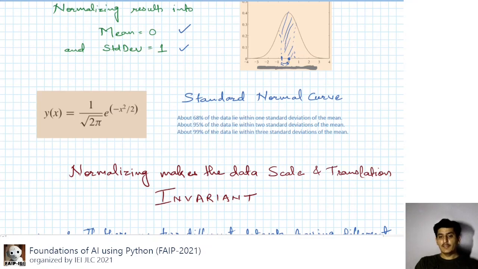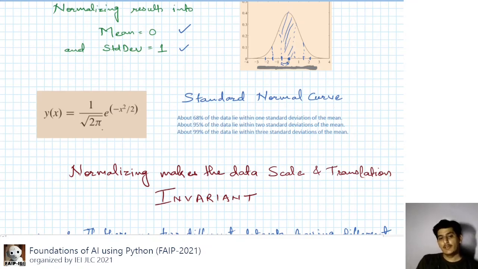Then 95% of the data would lie within two standard deviations from the mean. So within these limits, we'll have 95% of the data, and then within three standard deviations from the mean, we will have 99% of our data. And if we have any such curve, we say it is a standard normal curve.